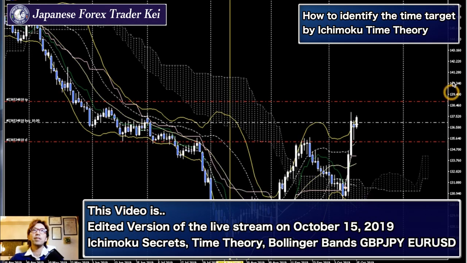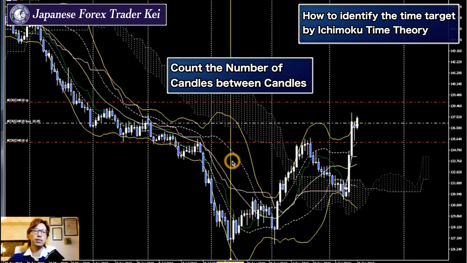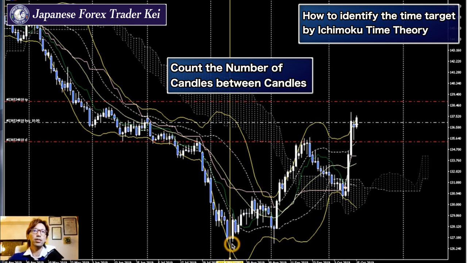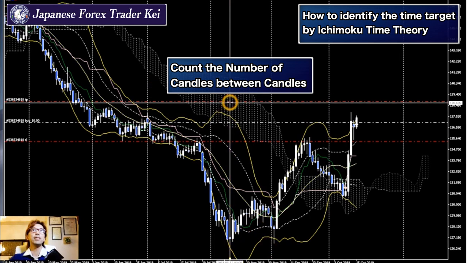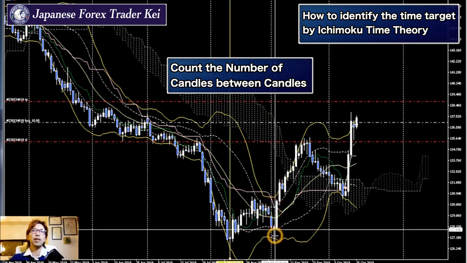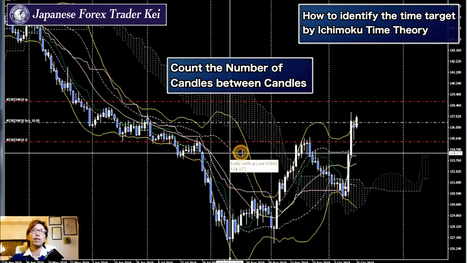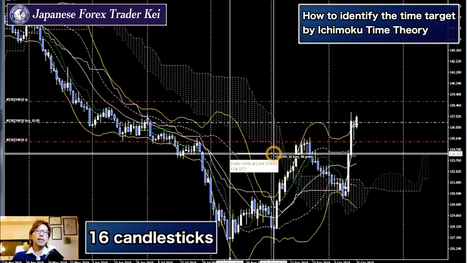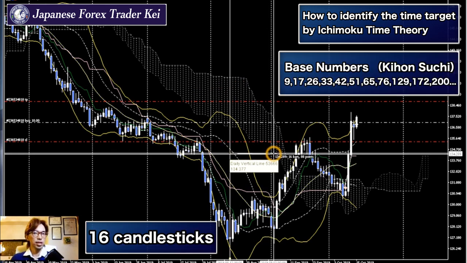Yeah, because I found something interesting about time theory on this pound yen daily. This vertical line right here, starting from this day, August 12th, to the next lowest. If you count the candles, from this day to the next candle is right here, right? So if you count the candles between this one and this one, 16 candlesticks. And 17 is one of the Kihon Suchi numbers, right? So you can see it's pretty close here.